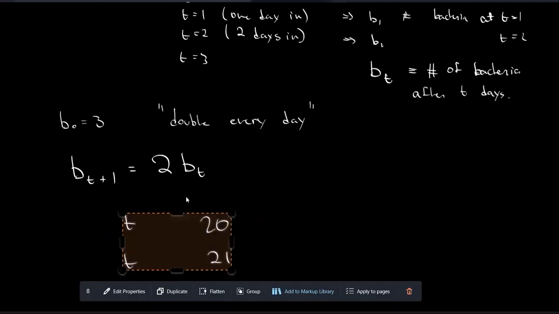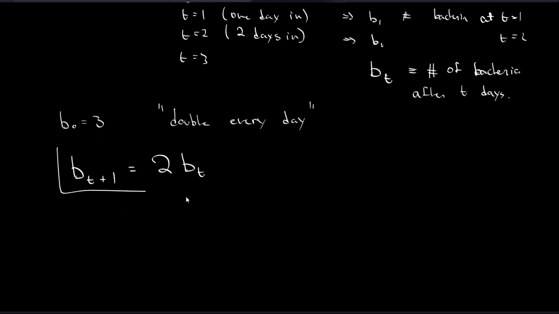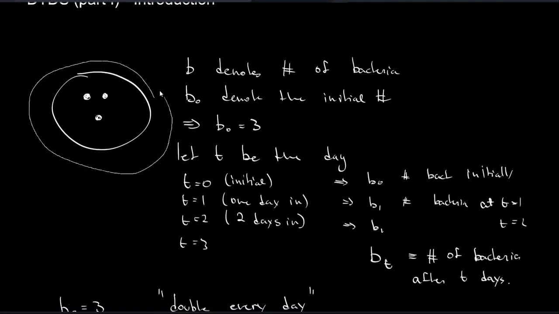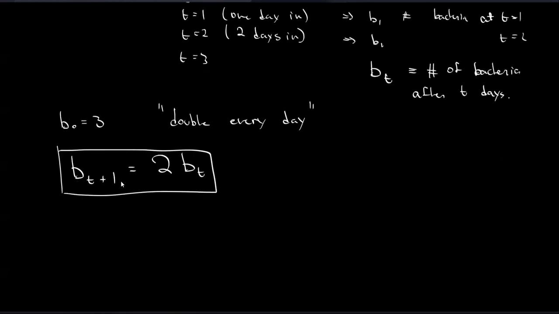So this is the more general way of writing it in terms of any given time, because we know that at any given day, if we look at 1 day later, that's where the plus 1 comes from, we're going to have twice what we had at the day before. So this right over here is the equation that describes the time-dependent dynamical system that we have here. And we give this thing a name.